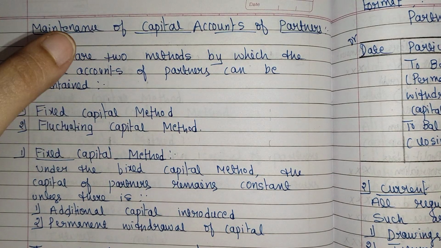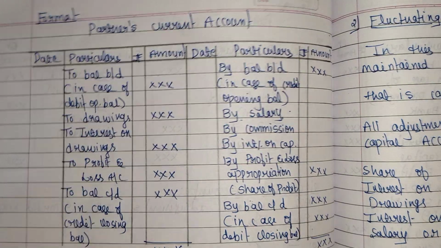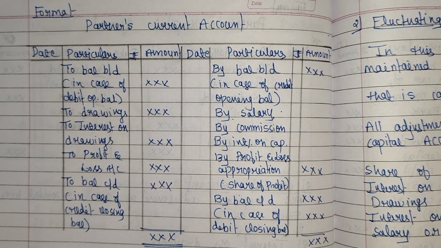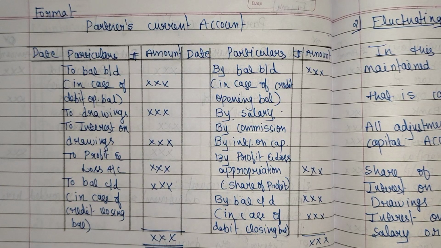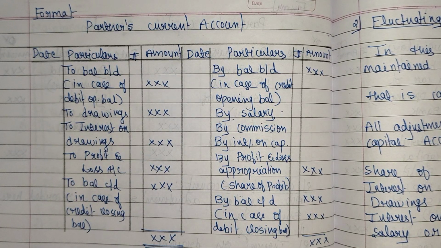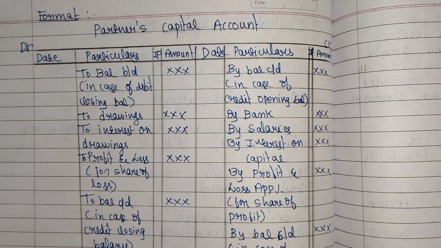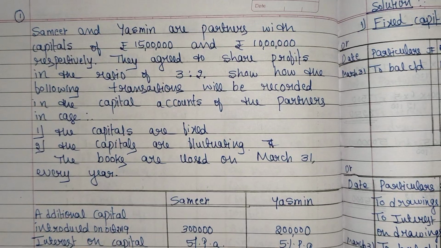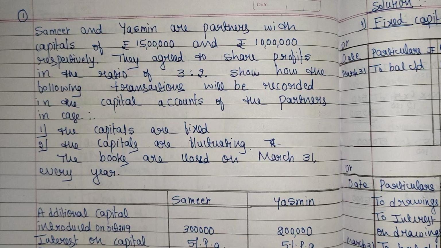And in the fluctuating capital method, we maintain only one account, that is the partners' capital account. Here we record all the adjustments like share of profit, any additional capital introduced, interest on capital, drawings, interest on drawings, salary or commission. This is the fluctuating capital method. So in today's class, we are going to solve one practical problem under the fixed capital method and the fluctuating capital method. Clear? So let's start.